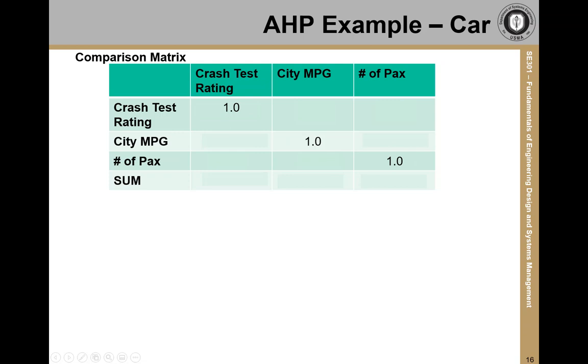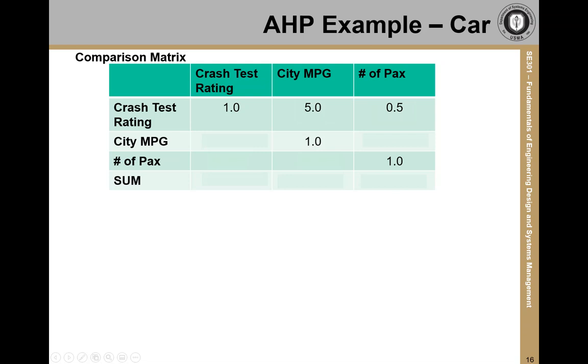Because I know crash test rating is as important to me as crash test rating, so I'll start by mapping 1-to-1 ratios. And then the next question is, how important is crash test rating compared to city miles per gallon? I will say crash test rating is 5 times as important to me as miles per gallon, so I'll give that a 5. I'll then say crash test rating is half as important to me as number of passengers, so I will give that a 0.5.